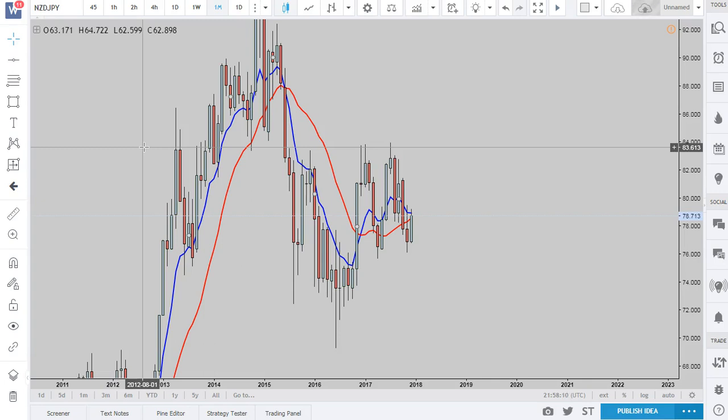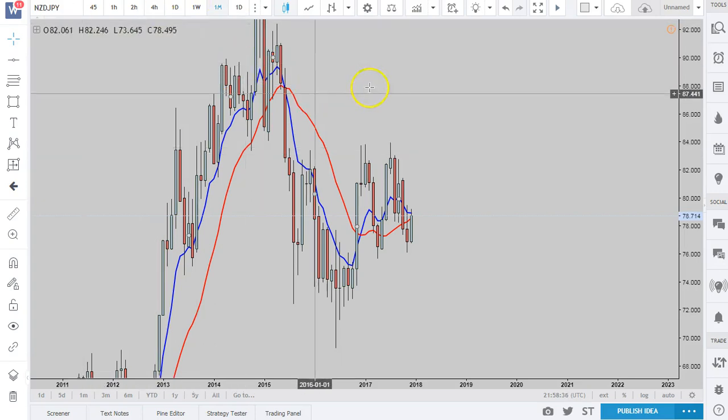So here is the NZD-JPY monthly time frame. I want to show you guys how to place key levels on the market. I decided to choose a random currency pair, so right here is the NZD-JPY. Let's get it started.